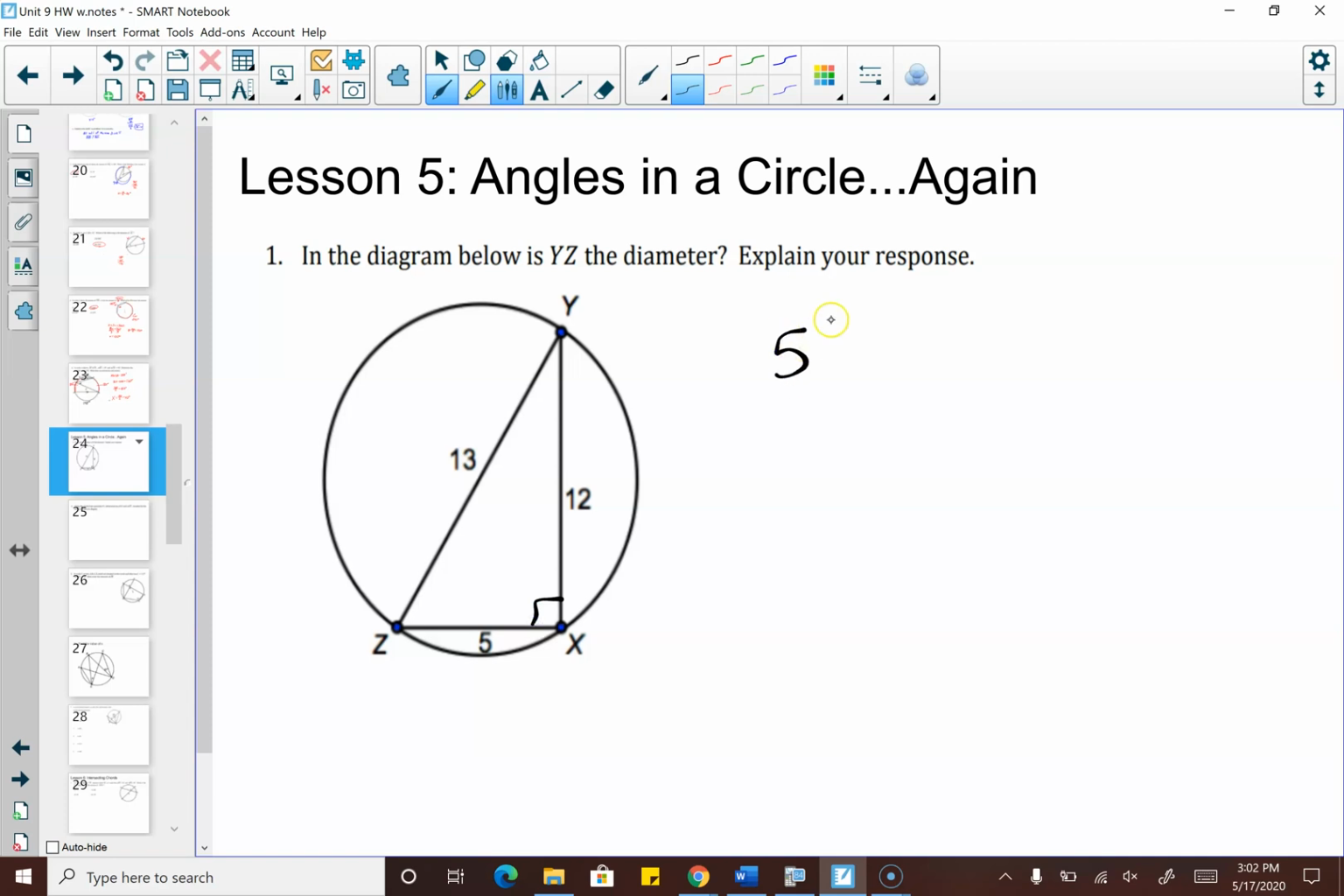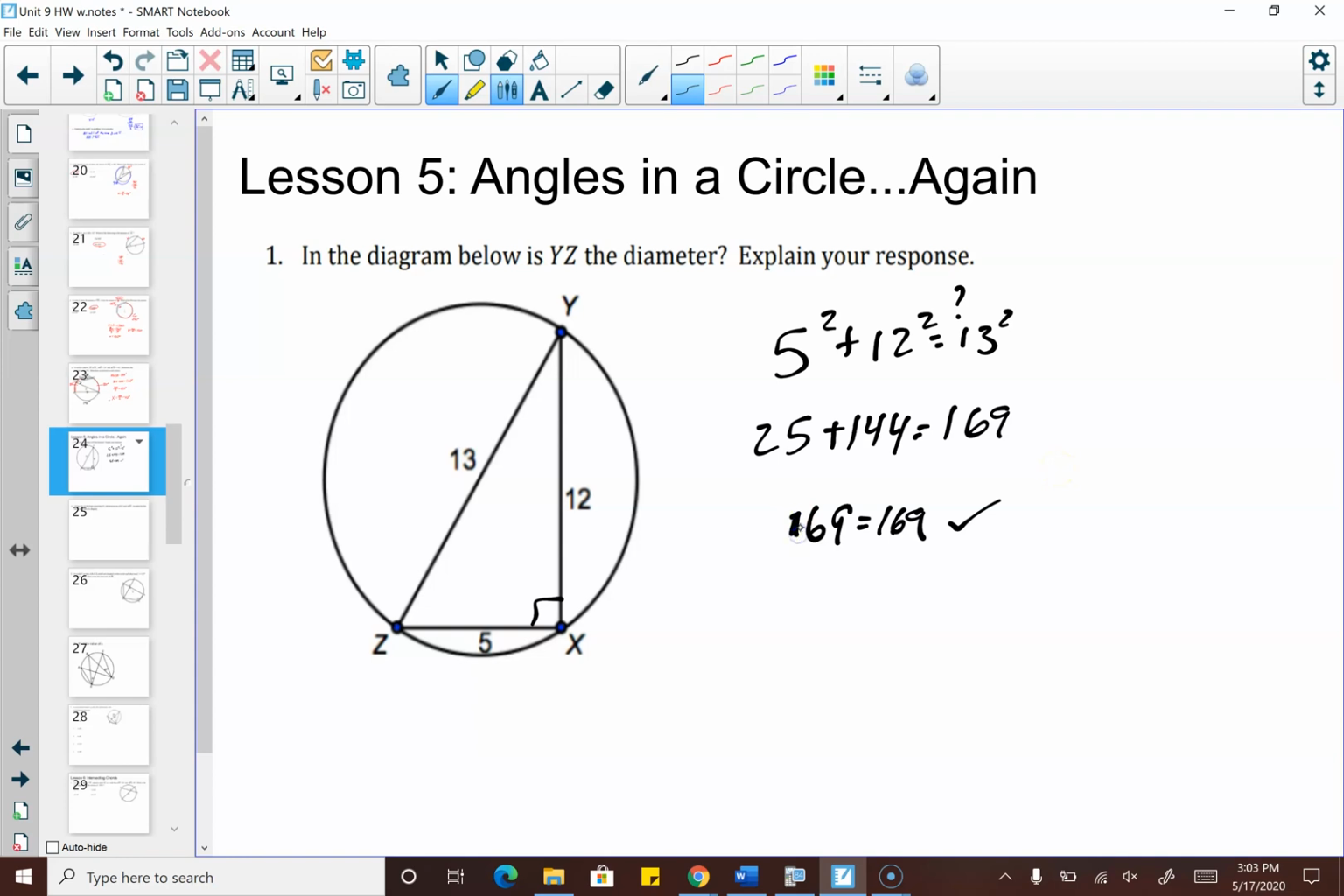So what we're going to do is check by plugging all of our numbers into the Pythagorean theorem to see if they actually work. So 5 squared is 25, 12 squared is 144, and 13 squared is 169. When you add up 25 and 144, you get 169. So that checks out, these two are equal.